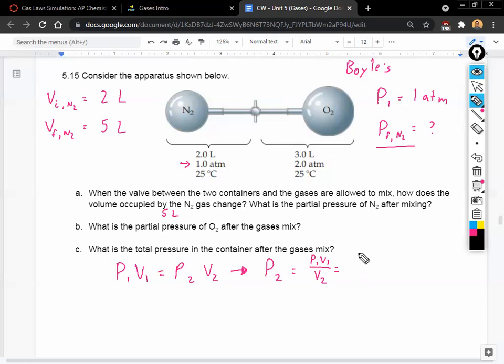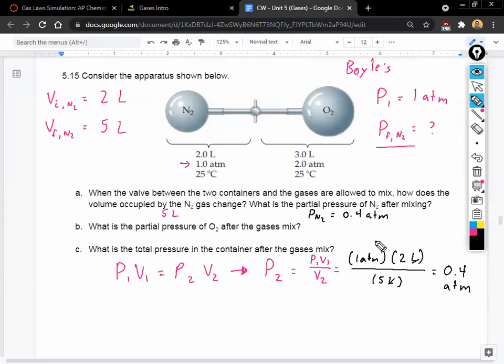Alrighty, guys. So if you plug in the values, for P1 we're going to put 1 atmosphere. The initial volume was 2 liters, so we multiply that by 2 liters. And for the final volume, it's going to be 5 liters. So liters can cancel out, and all we need to do is 2 divided by 5 on your calculator, and that should give you 0.4 atmospheres. Everyone got that? Okay, cool. So the partial pressure of nitrogen after you mix it is going to be 0.4 atmospheres.